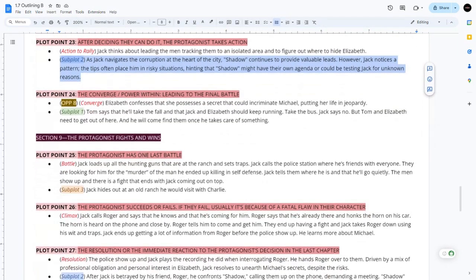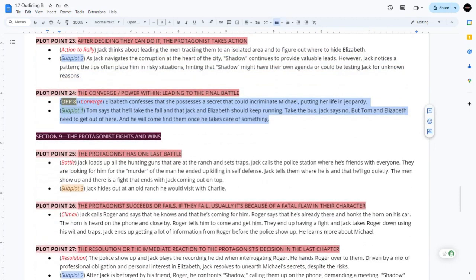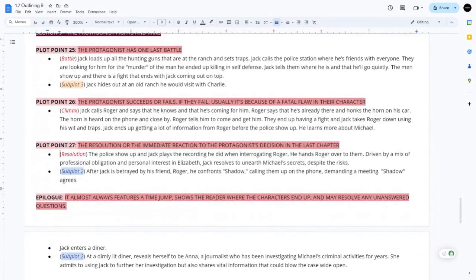All right, so we get to the original plot point 8. She confesses. In doing so, Tom says that he'll take the fall and that Jack and Elizabeth should keep running. Take the bus. Jack says no, but Tom and Elizabeth need to get out of there, and he will come find them once he takes care of something. So obviously, where's the last original piece? Right here. Driven by a mix of professionalism.